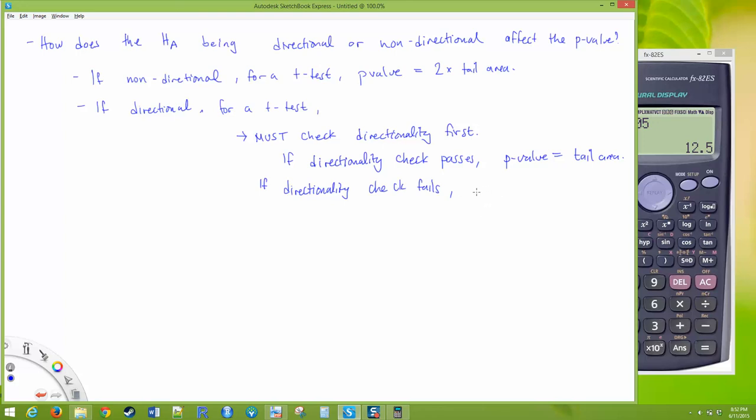If the directionality check fails, we know that the p-value is greater than alpha. No evidence to support the alternative, and technically the p-value equals 1 minus the tail area. But the important thing is we have to check directionality for stuff like this.